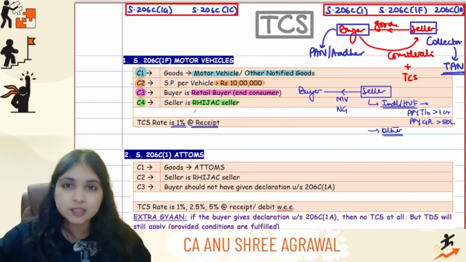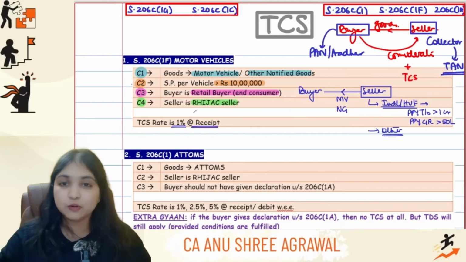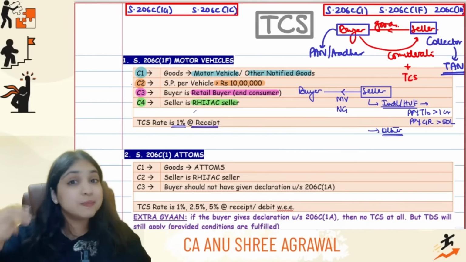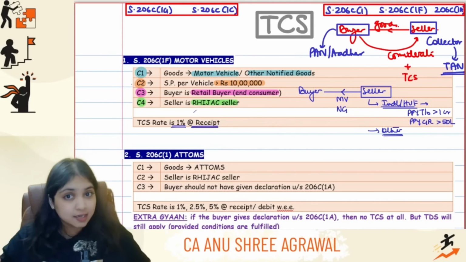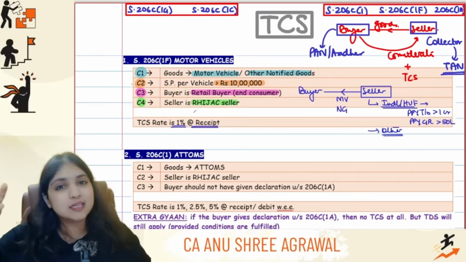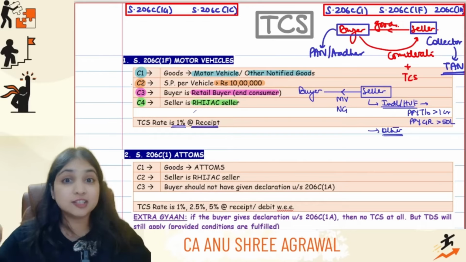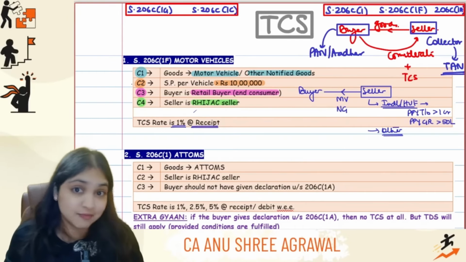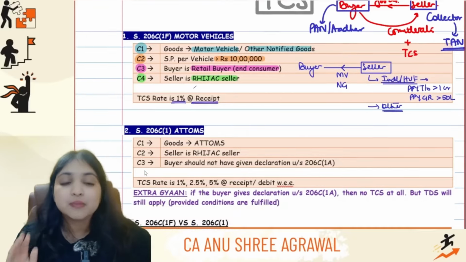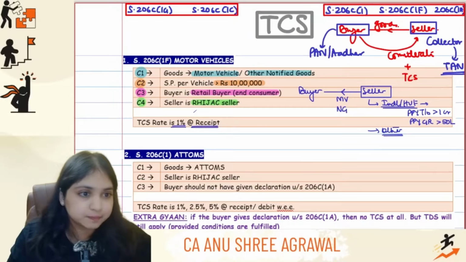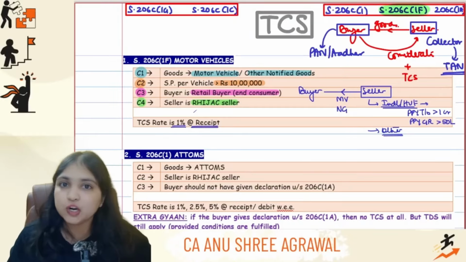Condition number 1, goods are motor vehicles or any other notified goods. Condition number 2, selling price per vehicle is more than 10 lakhs. Condition number 3, buyer is a retail buyer, that is, he's an end consumer. And condition number 4, seller is an R hijack seller. If all these 4 conditions are fulfilled, welcome to 206C1F, and here the TCS rate is 1% at the time of receipt. Okay, so with this we are done with our first TCS section 206C1F.